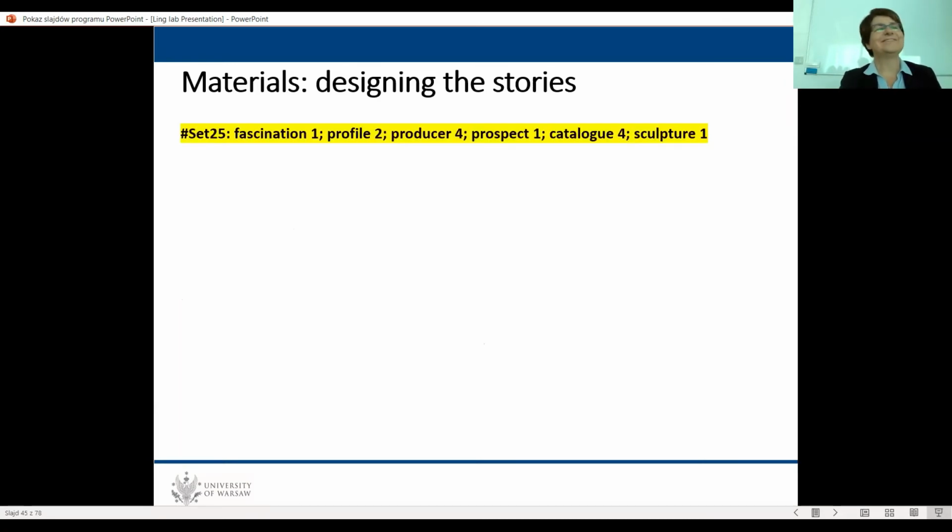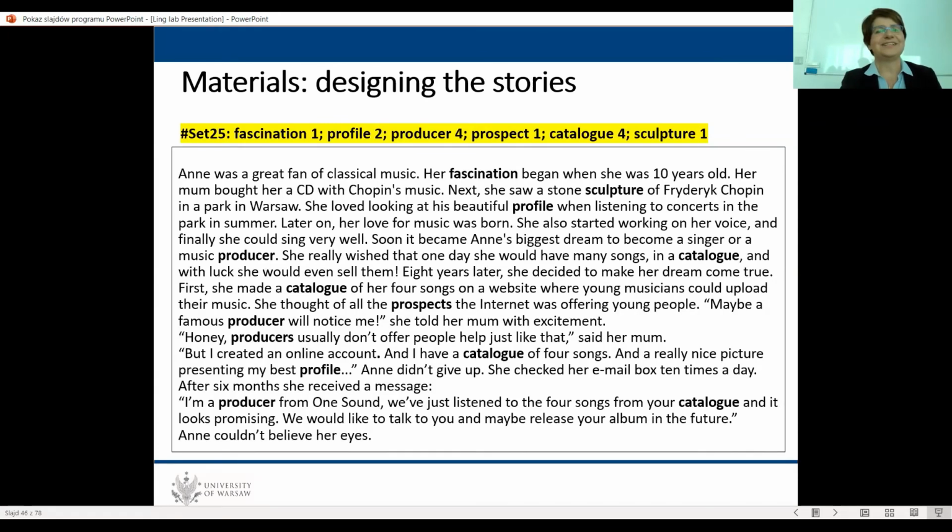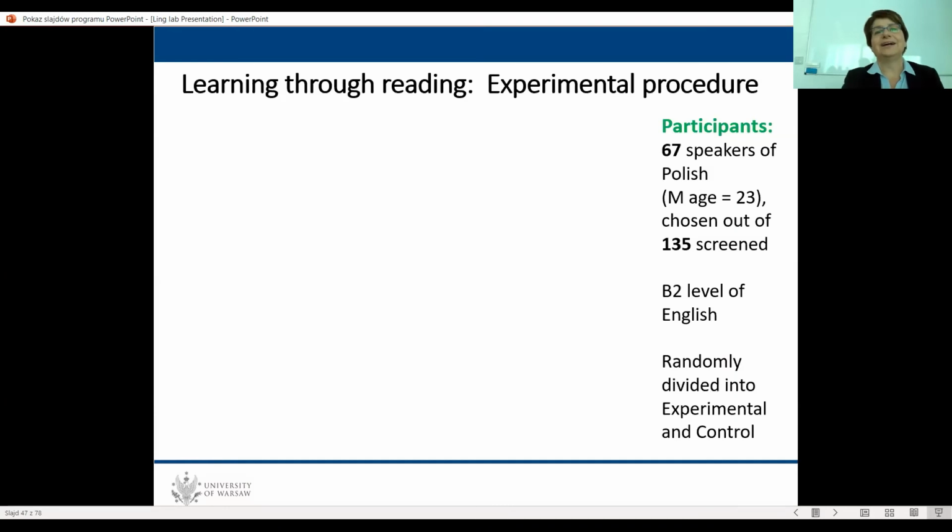Well, you can see a story. I'm just going to flash it at you. A story created based on that random set. We had 45 of those stories. They were readable, they were interesting, as our piloting has shown. So in this procedure, we had 67 Polish participants, chosen out of 135 screened. They were more or less at B2 level. They were randomly divided into experimental and control groups.